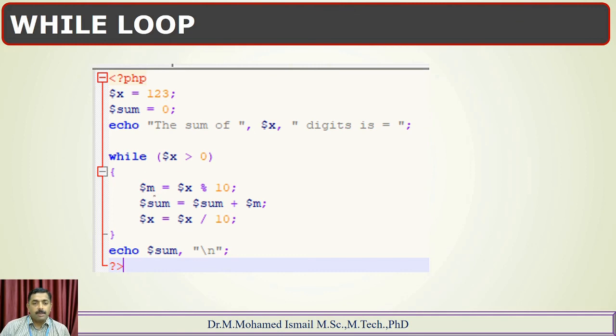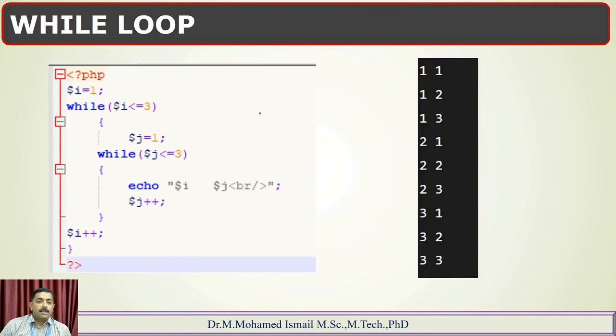Now the process starts. I am declaring m equal to x modulo 10, that is 123 modulo 10. The modulo gives the remainder value, that is 3. Sum is already 0, so 0 plus m becomes 3. Then x divided by 10 gives the quotient value, that is 12, so 12 will go here. Again the modulo operation gives remainder 2, so 3 plus 2 is 5. Then 12 divided by 10 gives 1. So 1 modulo 10 gives 1, so 3 plus 2 plus 1, finally the result will come. Again x is 0, the condition fails, so the loop exits here. Finally the sum of digits equal to 6 will be printed.